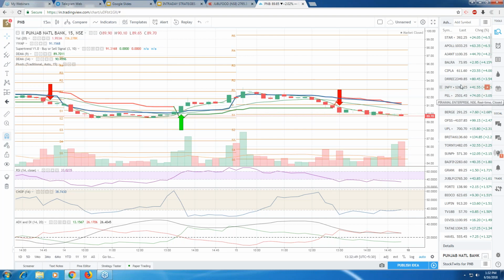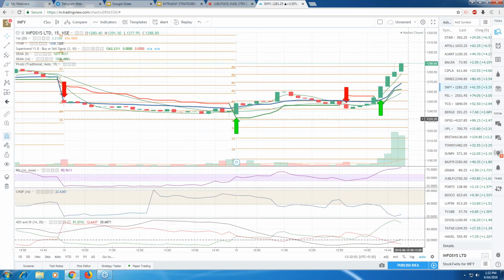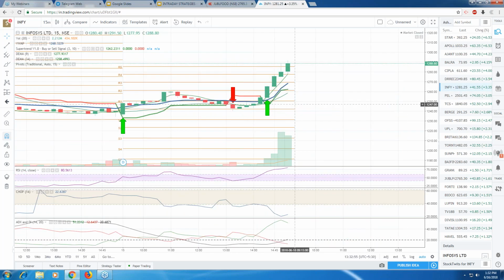I'm going to look into Infy. Let's look into Infy. What happened in Infy yesterday? So first, see here, a beautiful breakout. So you have to keep on tracking this. Keep booking your profit and keep tracking this. If there's anything new coming up, you can get it from here.